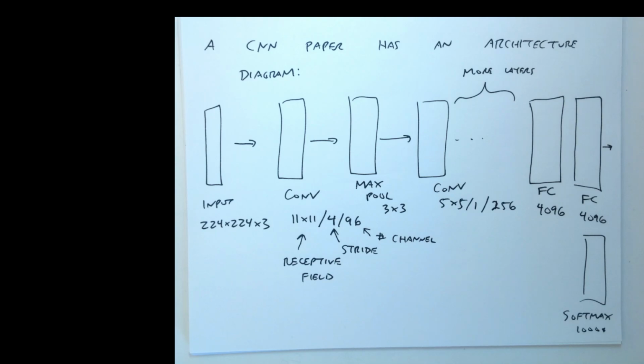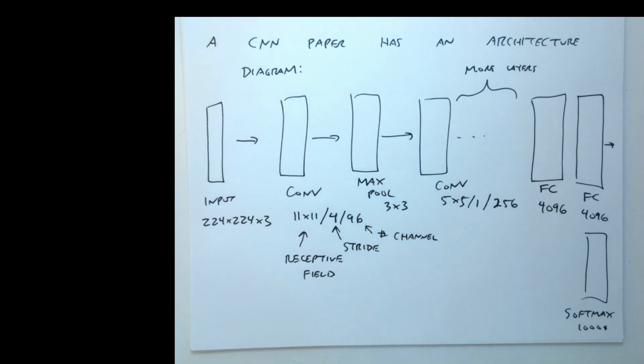And so, which architecture is best, right? How should I choose the number of layers and the number of channels at each layer and so on?